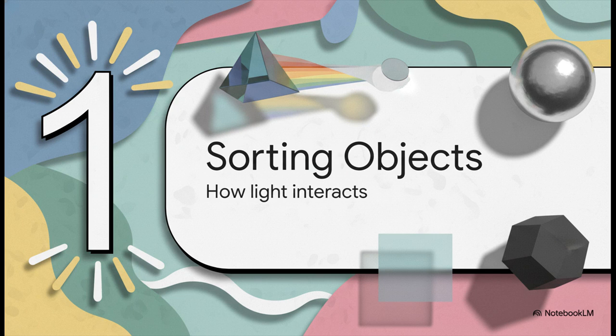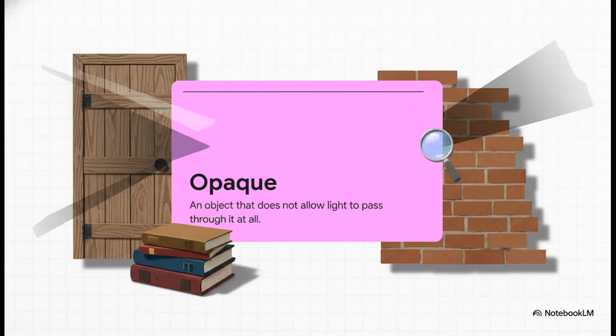Section 1. Sorting objects. How light interacts. The crucial thing to remember is that if you hold up an object and you cannot see through it whatsoever, it's completely blocking the light. We call this entirely opaque. Think of a thick wooden door, a heavy book, or a brick wall. The light hits the surface and bam, it stops right there.